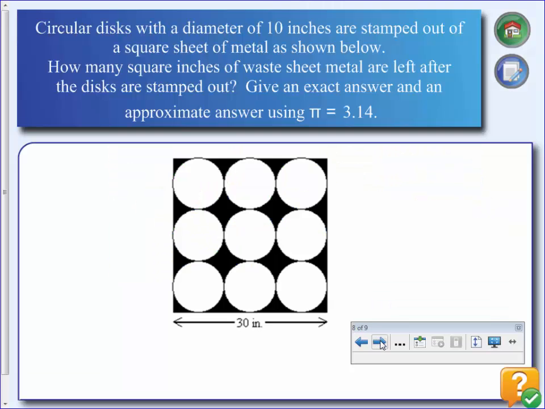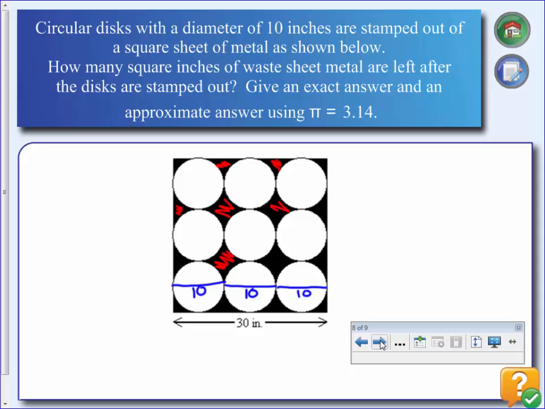All right. Last example of the day actually has 2 different shapes involved. And the question says there are circular discs with a diameter of 10 inches stamped out. So each one of these has a diameter of 10. And there are 9 circles. I'll just draw it on the one, just that row there. Okay? It wants to know how many square inches of waste sheet metal are left after the discs are stamped out. So really what you're trying to find is this black area, the shaded area, what that area is.